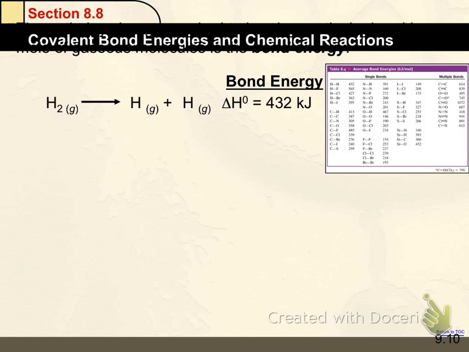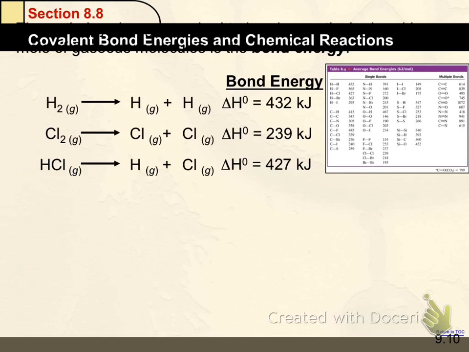We're going to look at different types of bond energies that are required to break certain bonds. Here's the hydrogen that we referred to. Here's the chlorine gas. You'll notice that there's less energy needed to break that particular bond. I'm wondering if you can guess as to why that is. Think about the size of the atoms. Let's go into HCl. 427 kilojoules needed there. Again, think about the proximity between the valence electron shells and the nuclei.